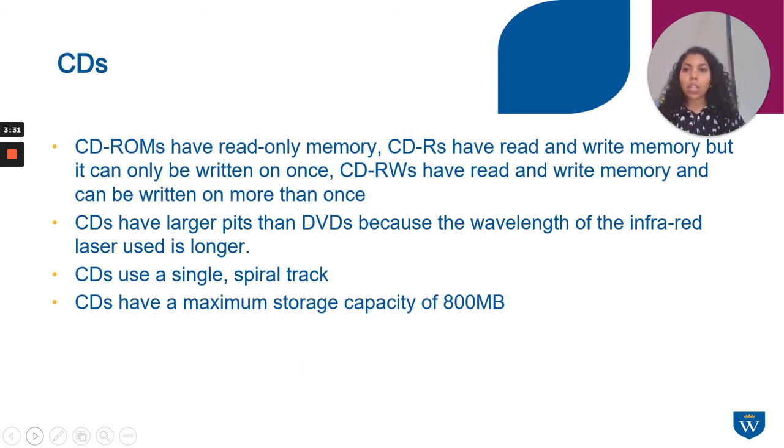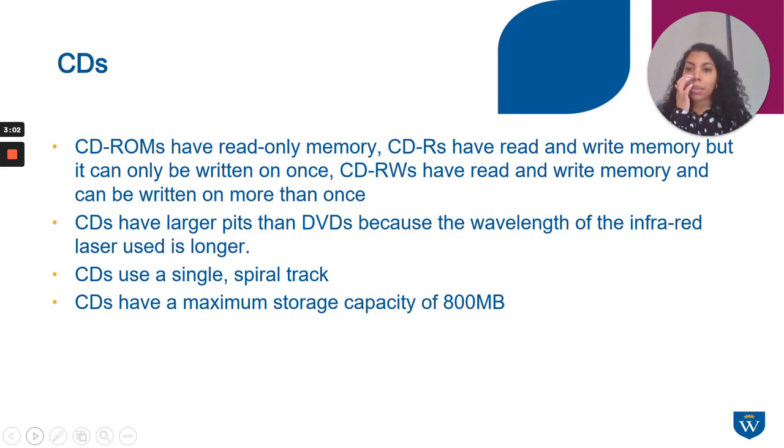So there's a lot of information here about CDs. CD-ROMs have read-only memory. CD-Rs have read and write memory, but can only be written on once. I used to use those back in the day. I used to get a blank CD for about £1, which is about 5 dirhams, and I was able to record content on there. You've got CD-RW, which have read and write memory, and can be recorded on multiple times.